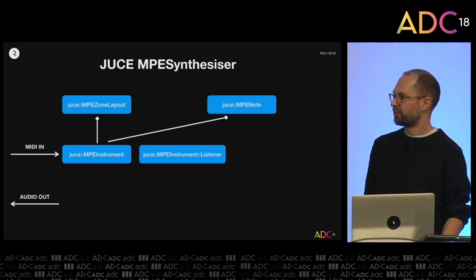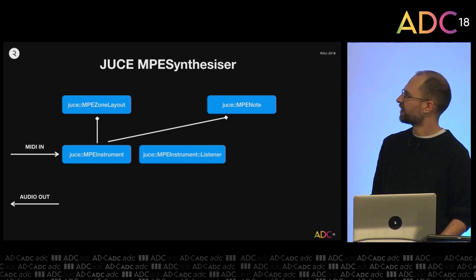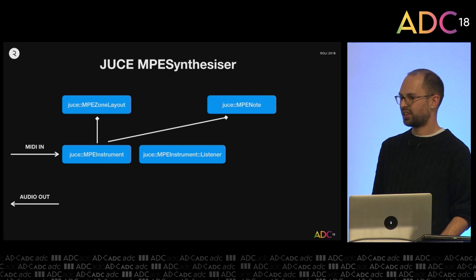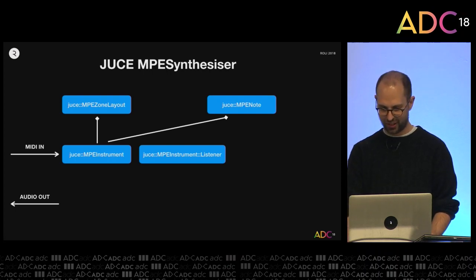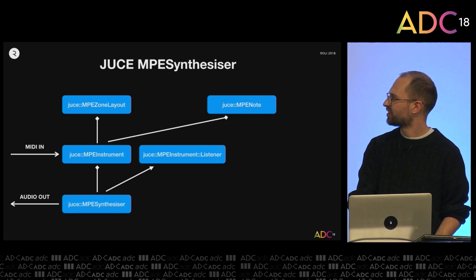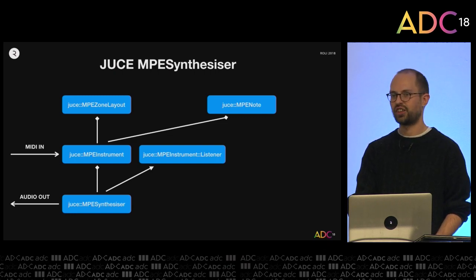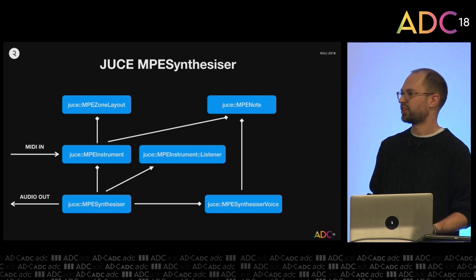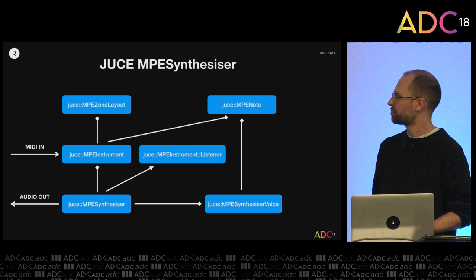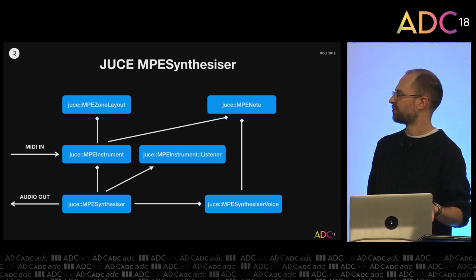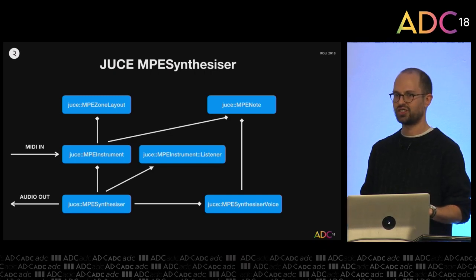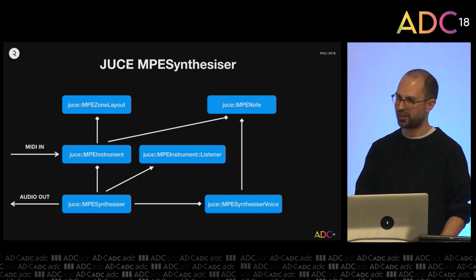So if you're making something like a visualizer, you're probably going to want to interact directly with the MPE instrument and the MPE notes. If you're making a sound generator, then JUCE has given you even more. There is the JUCE MPE synthesizer. This adds basically voice allocation to the MPE instrument. So you create MPE synthesizer voices. This is where most of your work happens, where your DSP work is going to happen. You give the MPE synthesizer a set of voices to use, and it will look after all the assignment of notes to voices and the allocation. So the architecture Angus talked about.